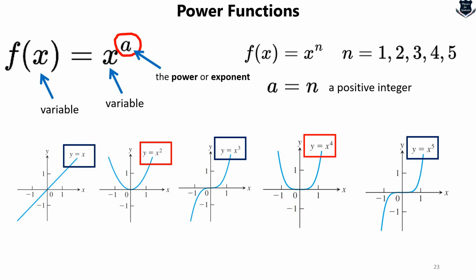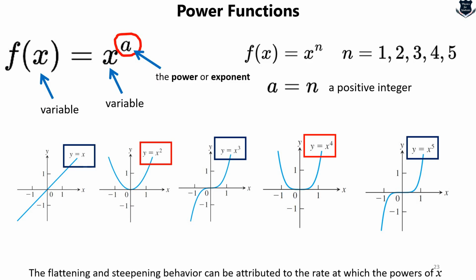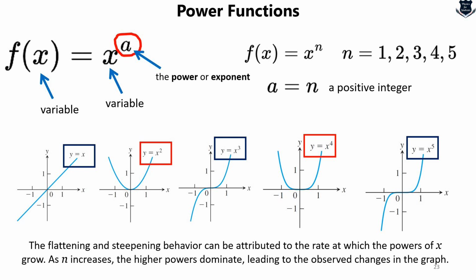But when the curves become steeper, x greater than or equal to 1, this indicates that the function values change more rapidly as we move away from the origin. One is moving away from the origin, and the other is less rapidly changing. Here I have given a summary: the flattening and steepening depend on the powers, and as n increases, the higher powers dominate.